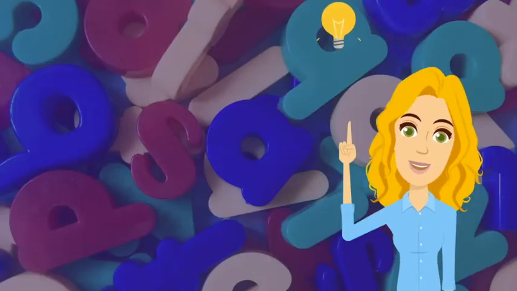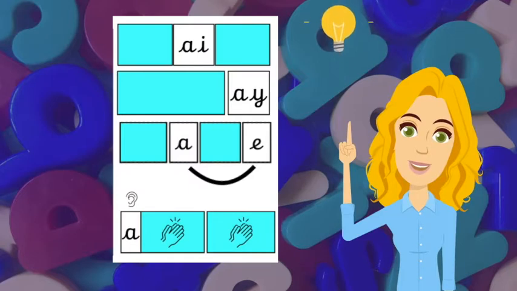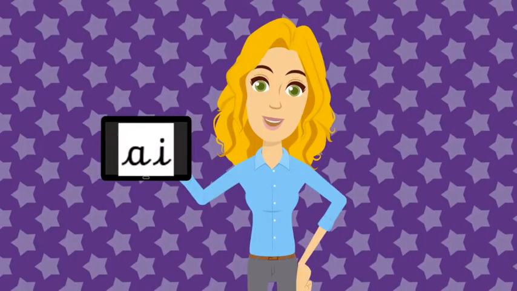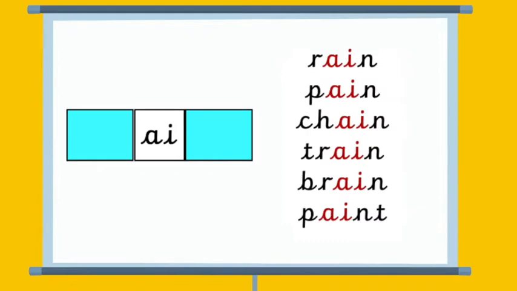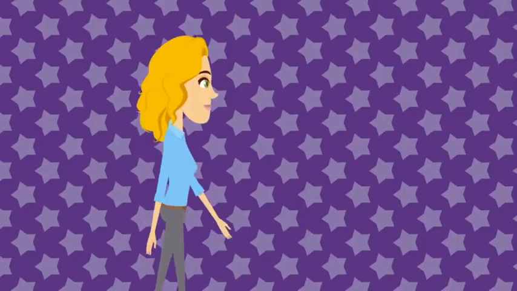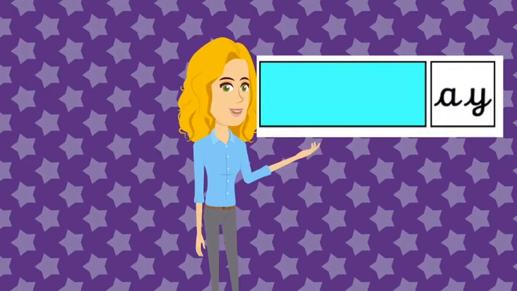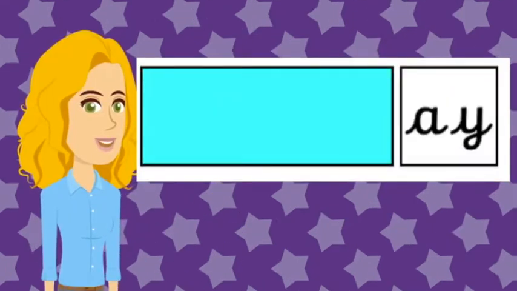By the end of this film, you'll know all of the spelling rules you'll need to teach the A family spectacularly well in Year 1 and beyond. The most common way to spell the sound or phoneme A is with an AI. This is usually taught in reception class. You'll usually find this A in the middle of words, like in rain, pain, or chain, or longer words like train, brain, or paint.